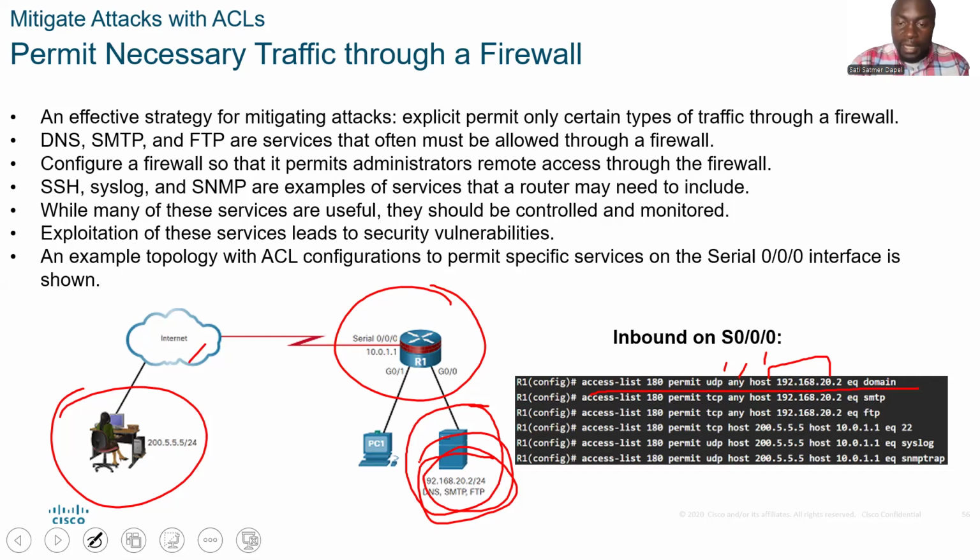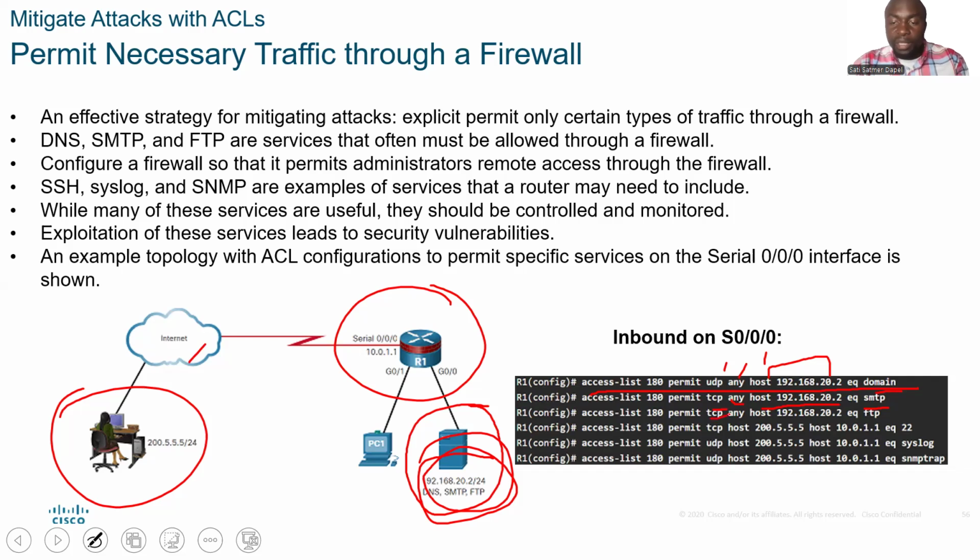The second one, access list 180, still extended. Permit TCP. Now, TCP is used by other services, like FTP or SMTP. So, permit TCP from any host, from anybody accessing this host address. And the protocol is what? SMTP. Permit it. The first one, the protocol is domain, which is DNS. The third one, the protocol is FTP. And FTP is also TCP.